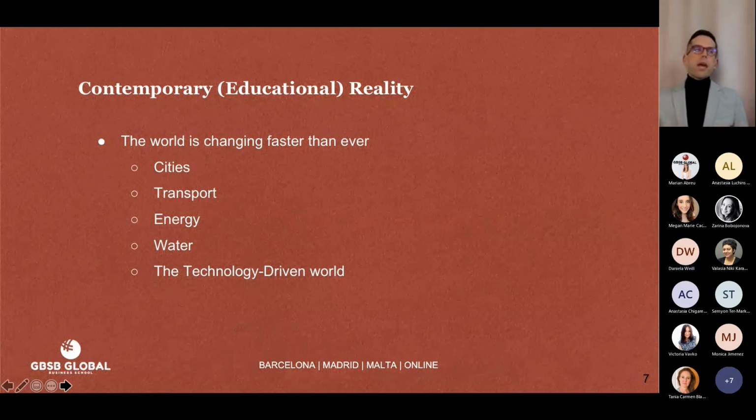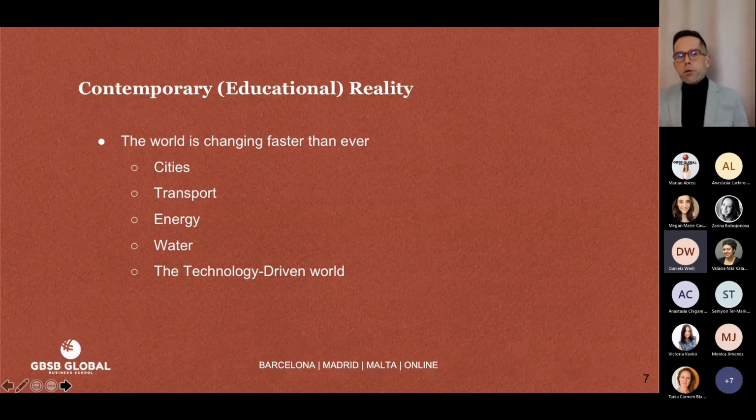So if we are approaching contemporary reality, we can say that the world is changing faster than ever. The staggering emergence of new technologies, rapid social, economic, and political shifts, and an increasing urgency to adopt more sustainable methods of living are reshaping our world. And because of that, the world is changing faster than ever.